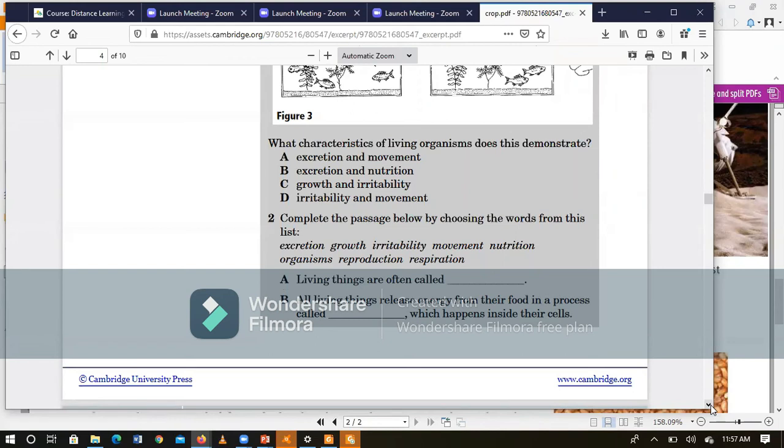Now number 2. This one is for you, Cindy. Complete the passage below by choosing the words from this list. A. Living things are often called organisms. Yes, that's true. B. All living things release energy from their food in a process called nutrition. Not nutrition. Which process produces energy? Respiration. It is respiration.